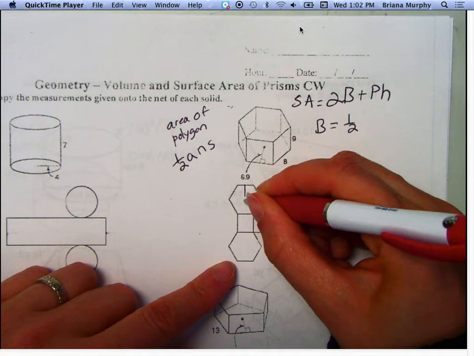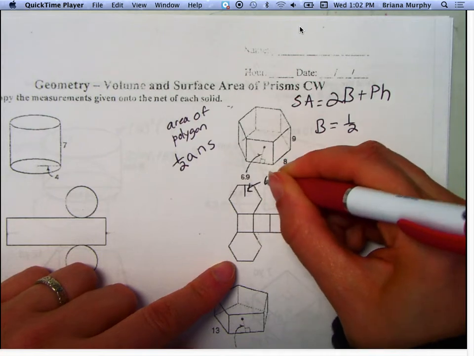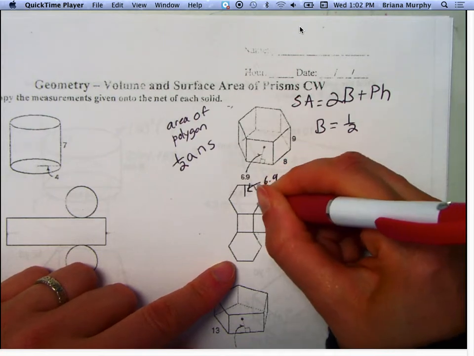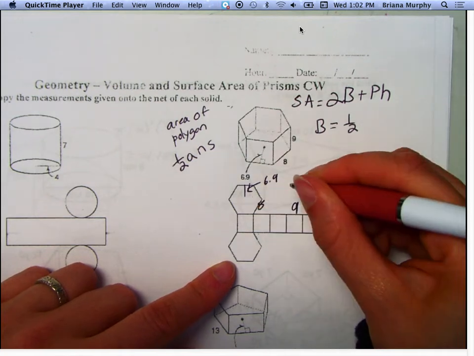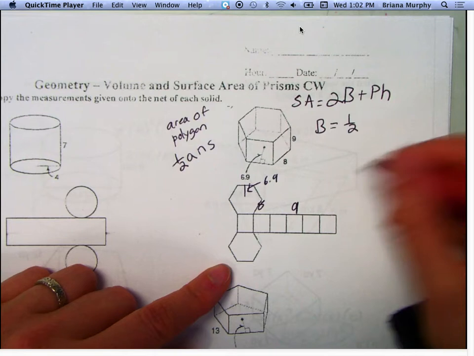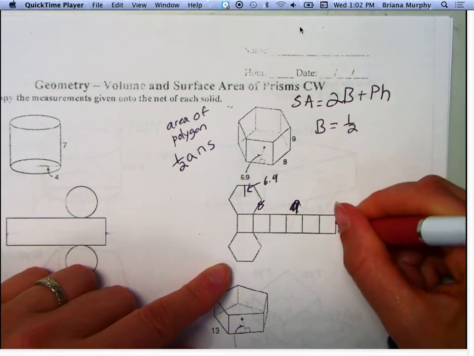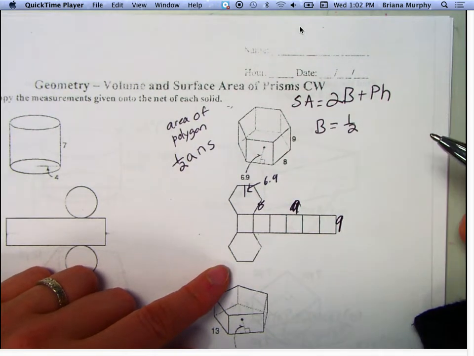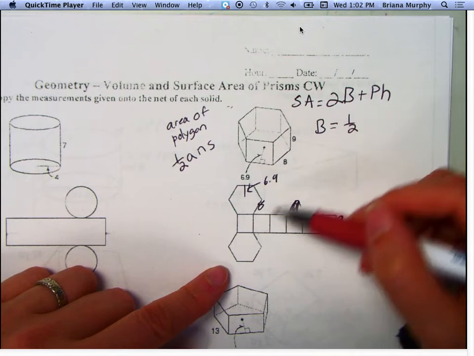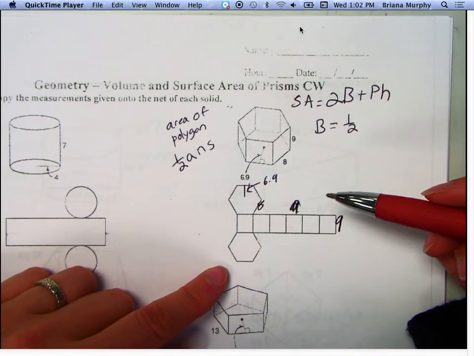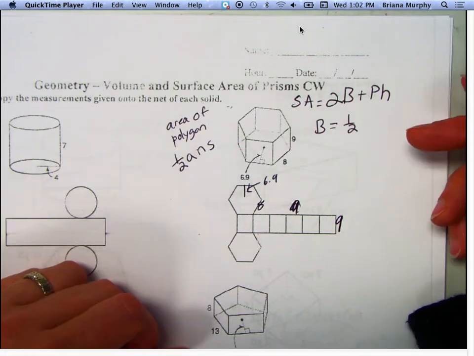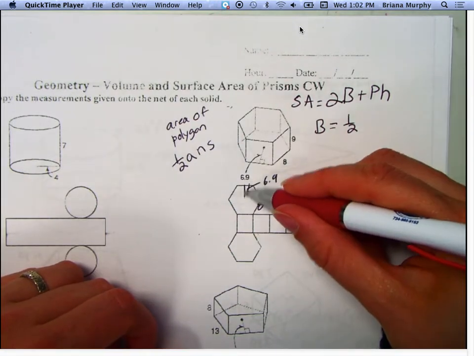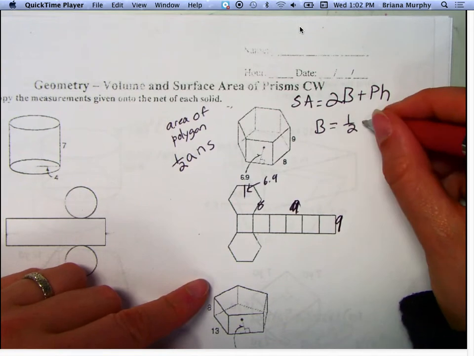This is 6.9 right here. This length is going to be 8. This length is going to be 9. Ooh, this length is going to be 9. Okay. So what is the apothem? Is it going to be 6.9, 8, or 9? 6.9 is drawn inside your hexagon, 6.9.